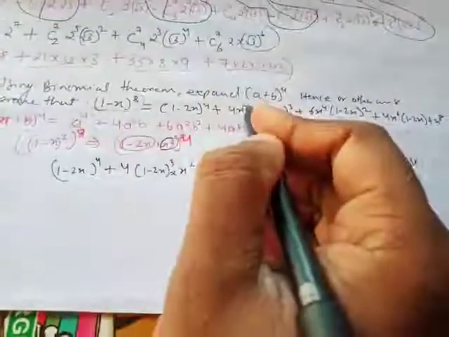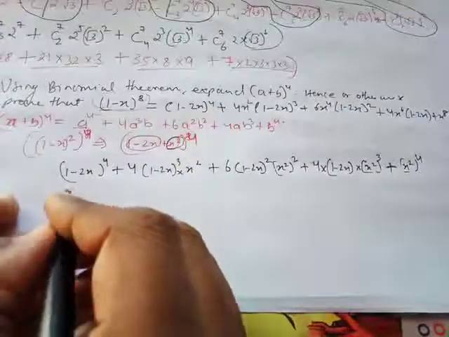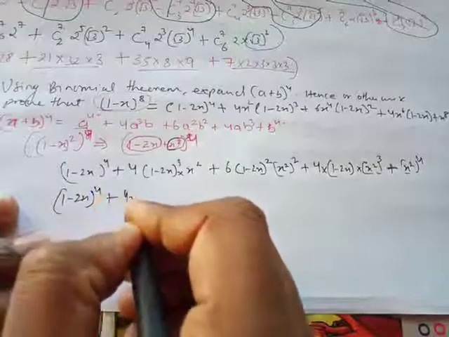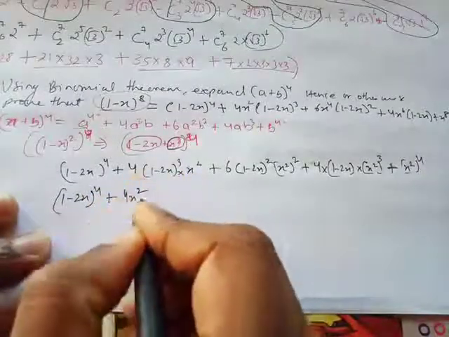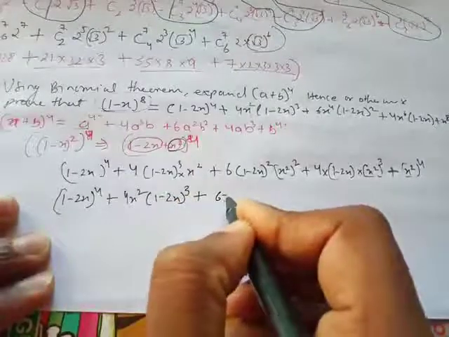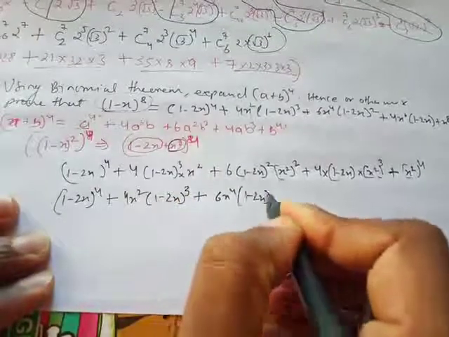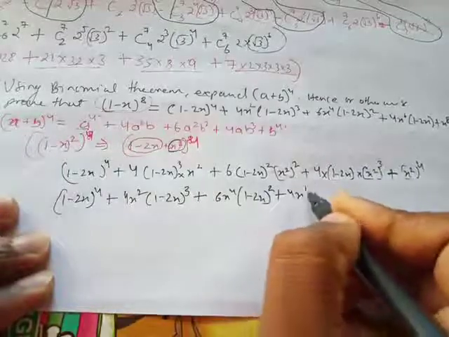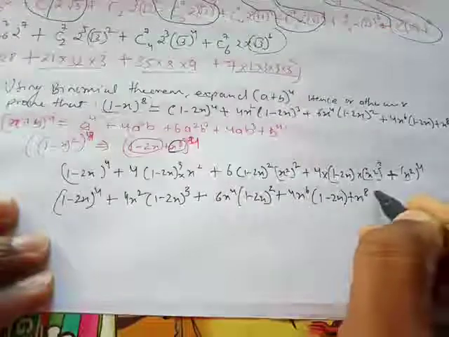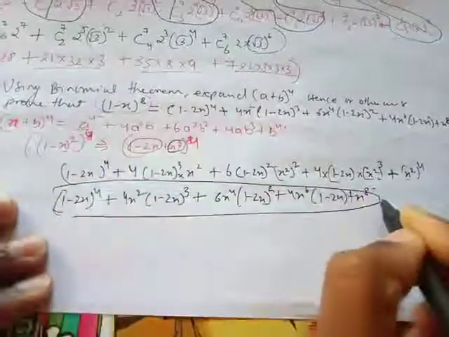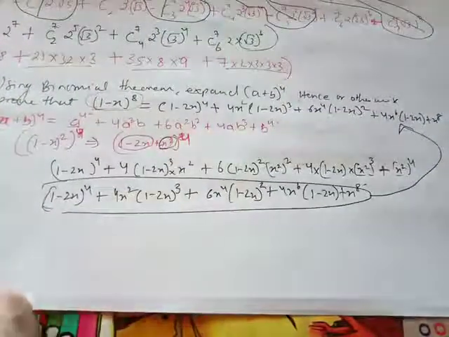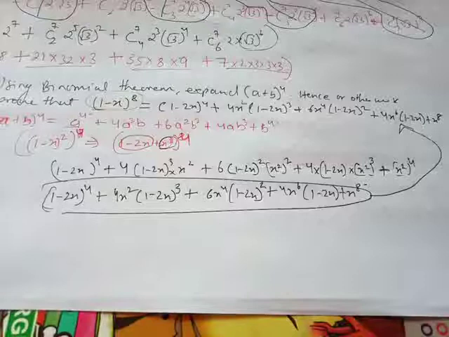Okay, so when I solve this, I'll be getting (1 minus 2x) whole to the power 4 plus 4x squared. 4 and x squared will get multiplied. (1 minus 2x) whole cube plus 6x^4 (1 minus 2x) whole square plus 4x to the power 6 (1 minus 2x) and plus x to the power 8. Hence, if you check this out and this out, it's almost same. Almost no, completely same. Okay, so that's how you do this type of questions.